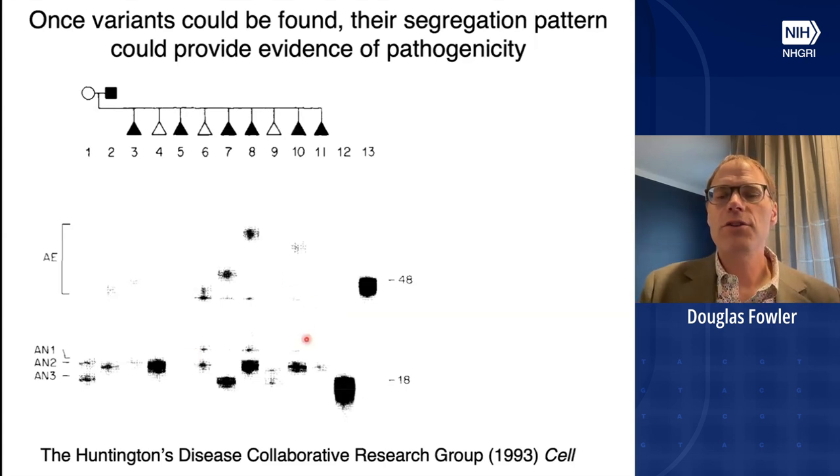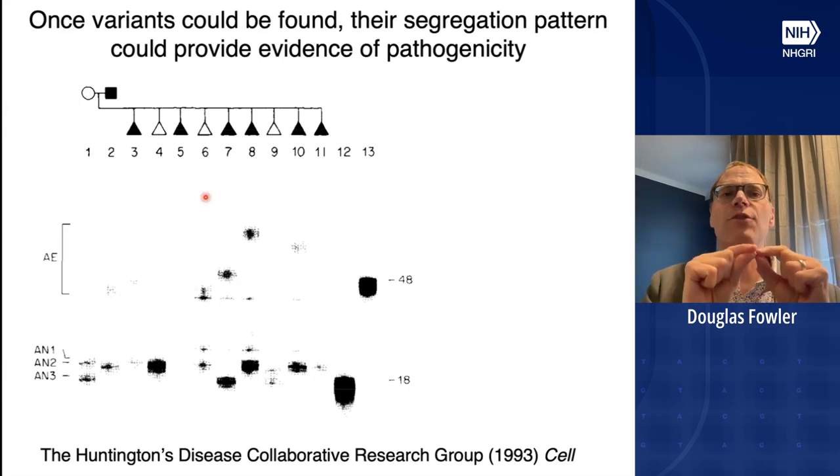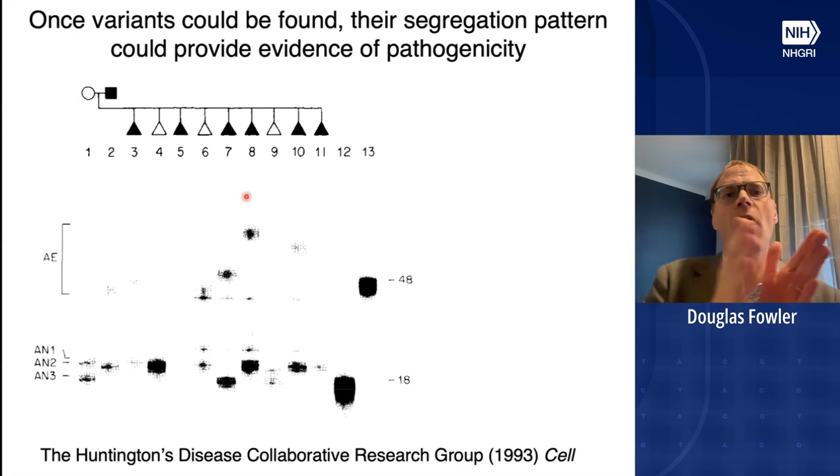So I want to skip forward to one of the very early examples, maybe the first that I could find, where a group analyzed a pedigree in the context of a particular type of variant and used the segregation of the variant to say, hey, this is the pathogenic variant causing this phenotype. This was in the context of Huntington's disease, a neurodegenerative disease, which we now know is what's called a repeat expansion disease. In the responsible gene there's a triplet repeat, and it can expand to many, many copies. If you have a large number of copies, particularly over a certain threshold, you get the disease, and if you have a smaller number of copies, you don't.